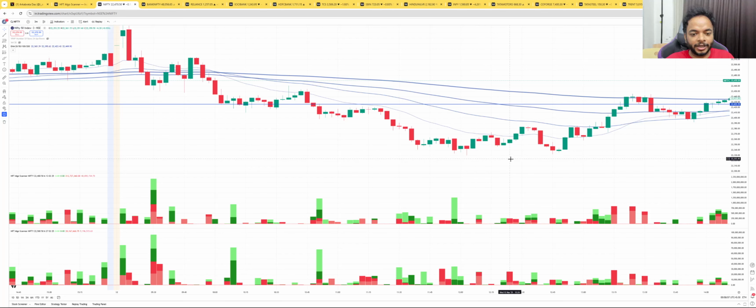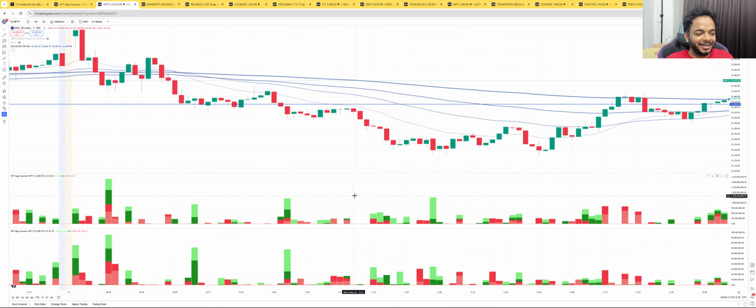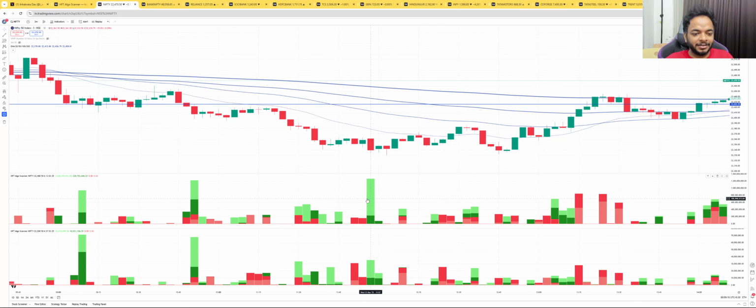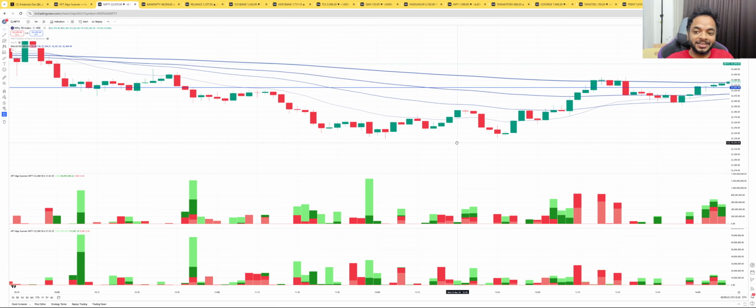It went down. Now you see, while it was going down here, some put writing. What is the amount of put writing here? 62 cr. This is 53 cr. So still the market is going down. But here you notice, this is 103 cr. So a huge amount of put writing happened here, 103 cr.